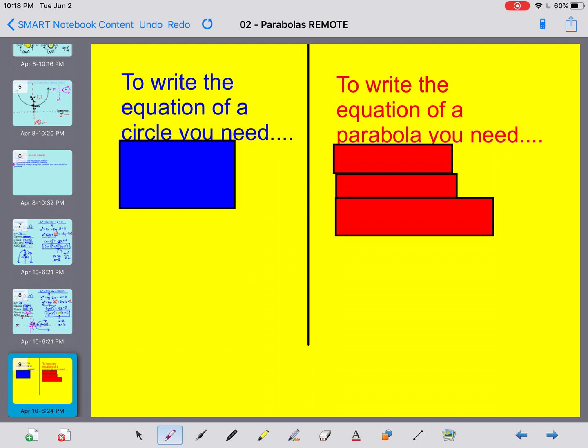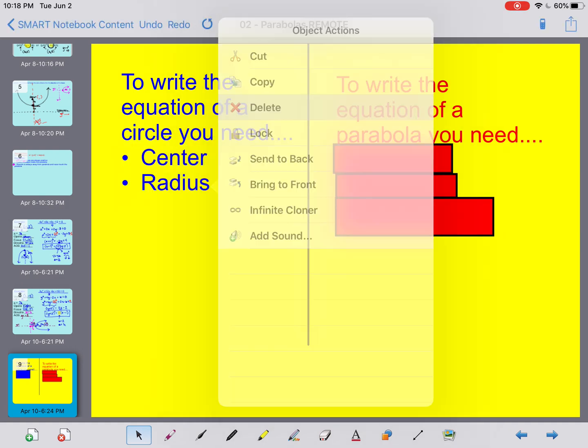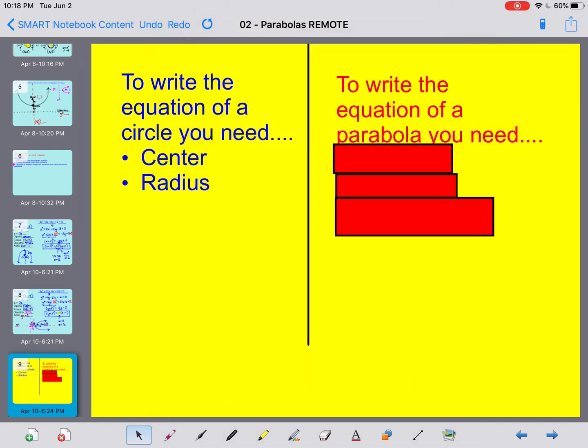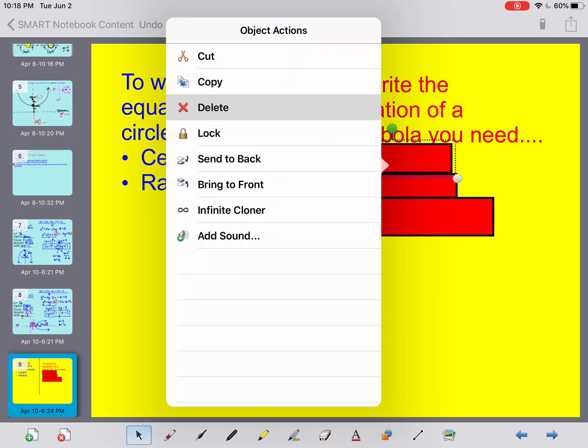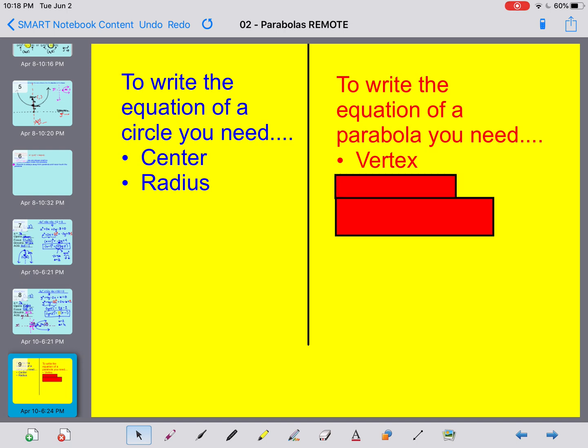All right, last thing we're going to do is write the equation of a parabola. So from the other lesson, to write the equation of a circle, you need the center and the radius. Those are the two things you need. For a parabola, you need 3 things. For the parabola, you need the vertex.